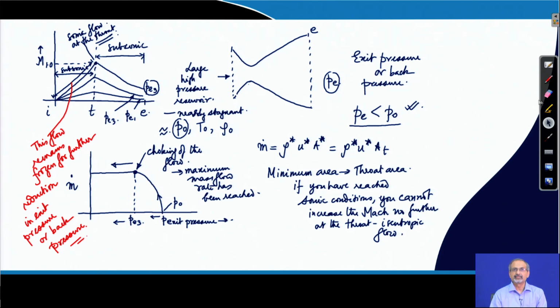So, with this we end the discussion on flow through converging diverging nozzle. Let us move on further.